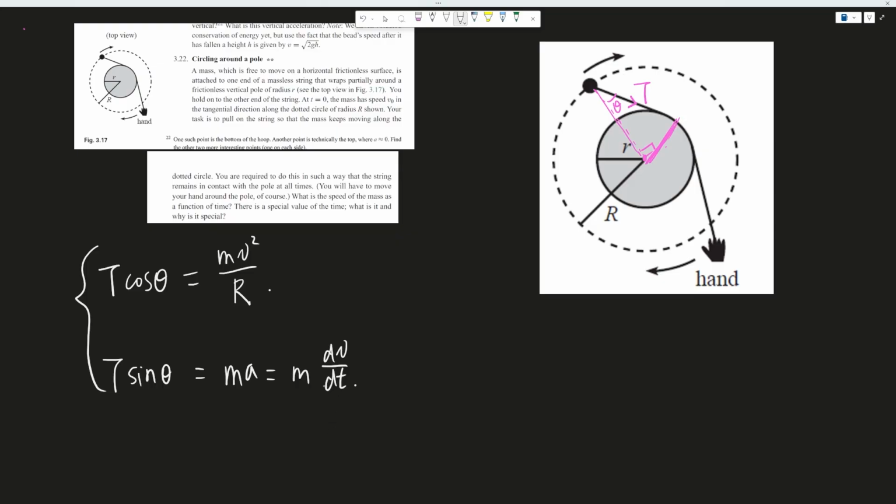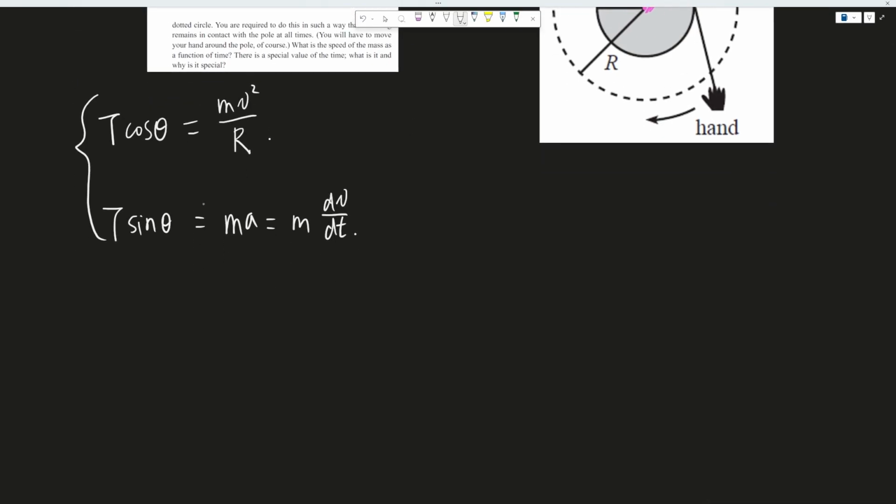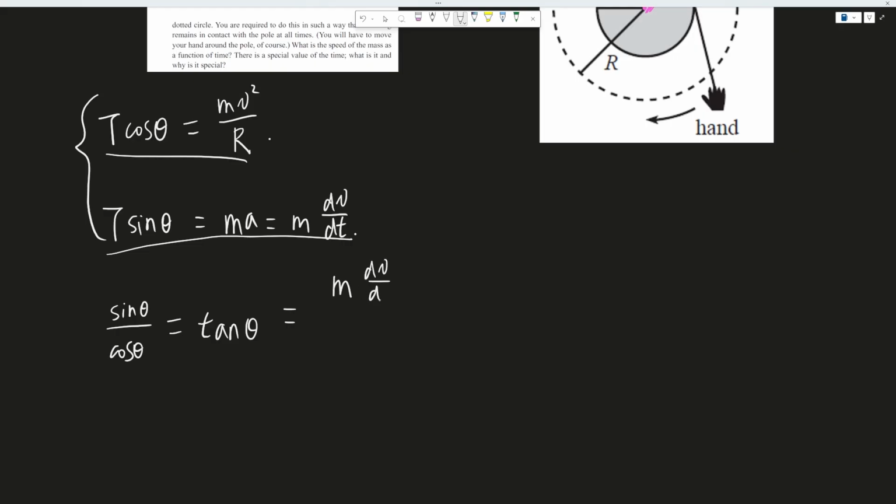Now let's try to solve for v. We don't want to deal with T because we don't really know what it is. So what can we do? We can divide this formula by this one. So we have sine theta over cosine theta, which is tangent theta, equals m dv/dt over mv squared over R. The m cancels out, and let's move the R to the top. So now we have dv/dt times R over v squared.